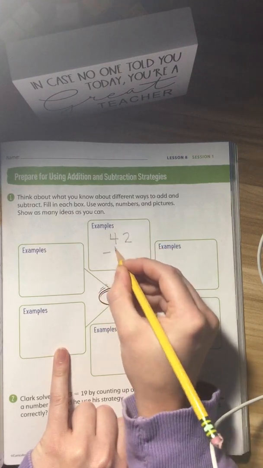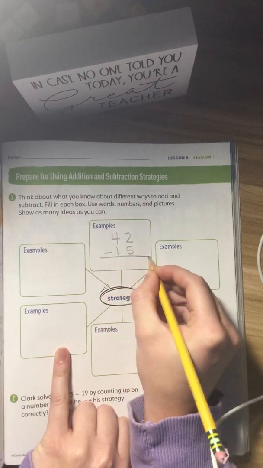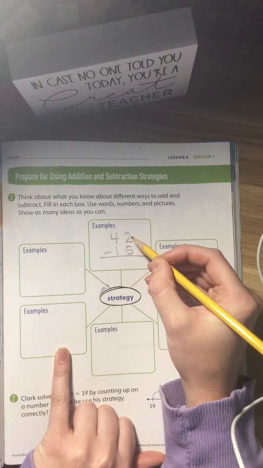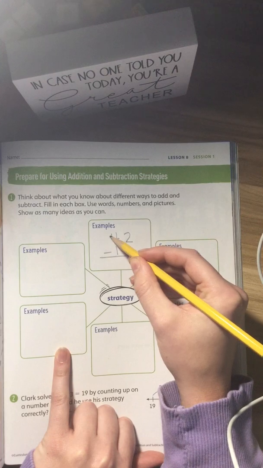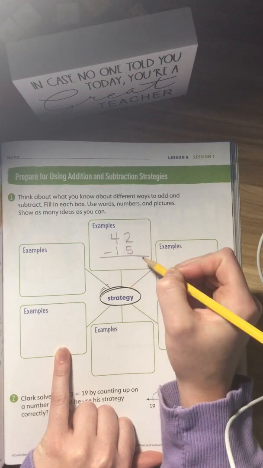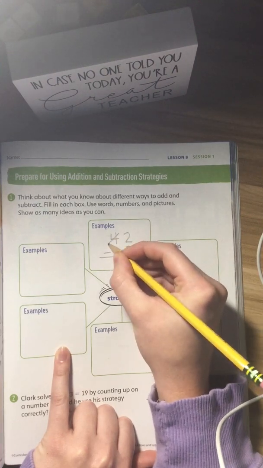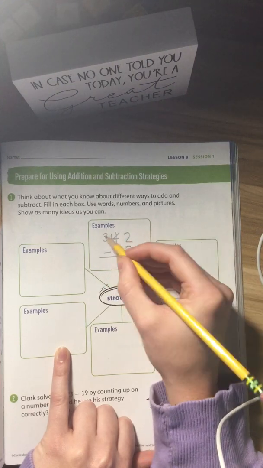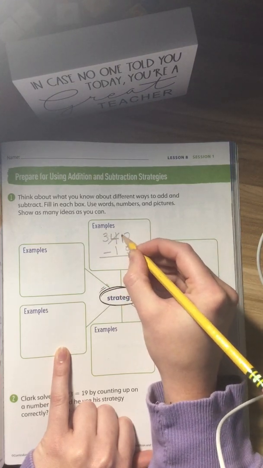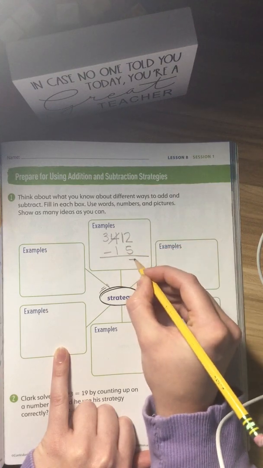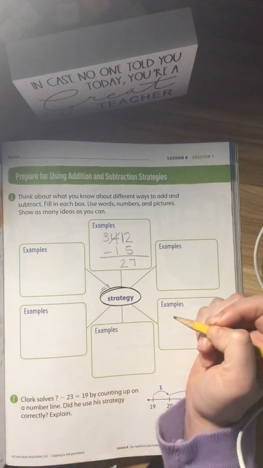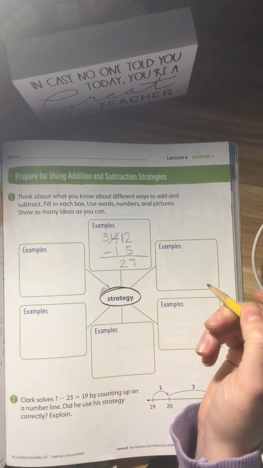42 minus 15. We know if we have more on top, don't stop. More on the floor, go next door and borrow some more. So we know a strategy would be to take 1 away from our 4 and to put a 3. We're going to carry that 10 over here. So we have 12 minus 5 equals 7. 3 minus 1 equals 2. There's a strategy. We just did our stacking strategy.